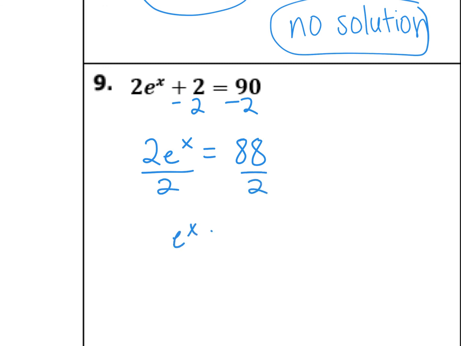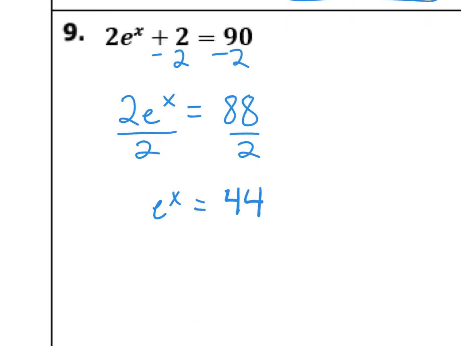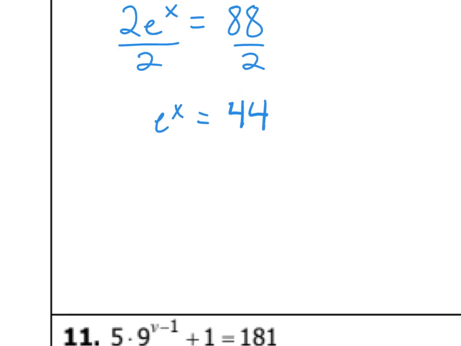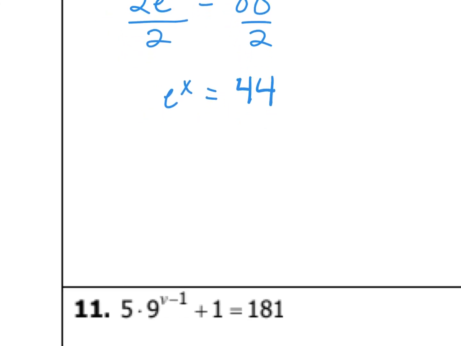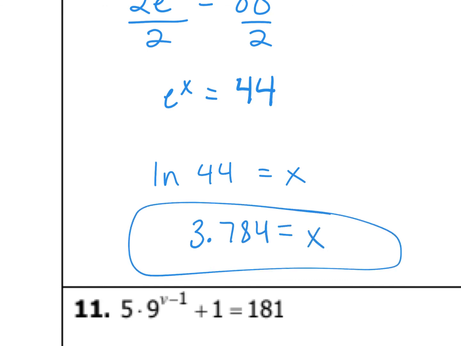Cool. So e to the x equals 44. And now these actually, in my opinion, are easier than logarithms, because the way I type this in my calculator is I literally just type natural log of 44 and set that equal to the exponent. And again, make sure you use the natural log button. Don't use log. Make sure you use the ln button. What is ln of 44? 3.784. Yep, let's do 3 decimal places. Good. Then we're done.